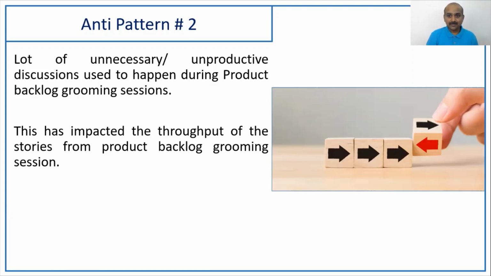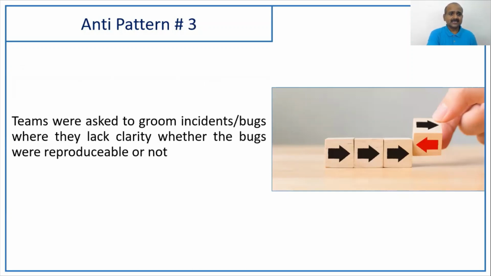So instead of blaming the people on the ground, we have to blame ourselves, and we have to see what best we can change. So unproductive, unnecessary discussion should not happen. So Scrum Masters need to alert and coach people. Agile coaches need to coach people. Okay, there's another anti-pattern. The third anti-pattern is the teams are asked to groom incidents and bugs.